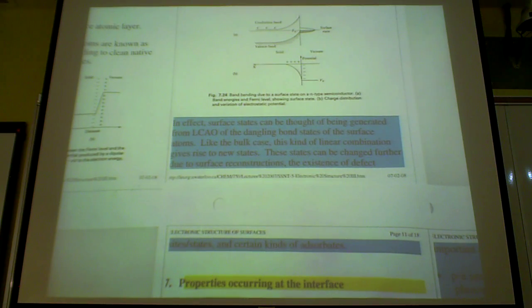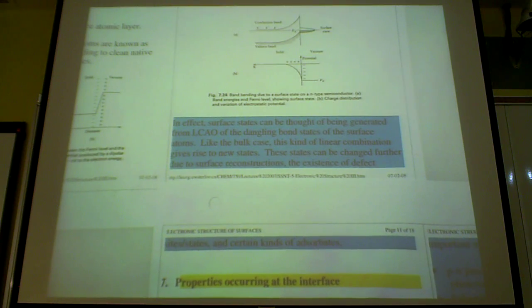Okay, so I'm going to stop here today. So next day I will try to finish up and talk a little bit about the properties at the interface related to these surface states.